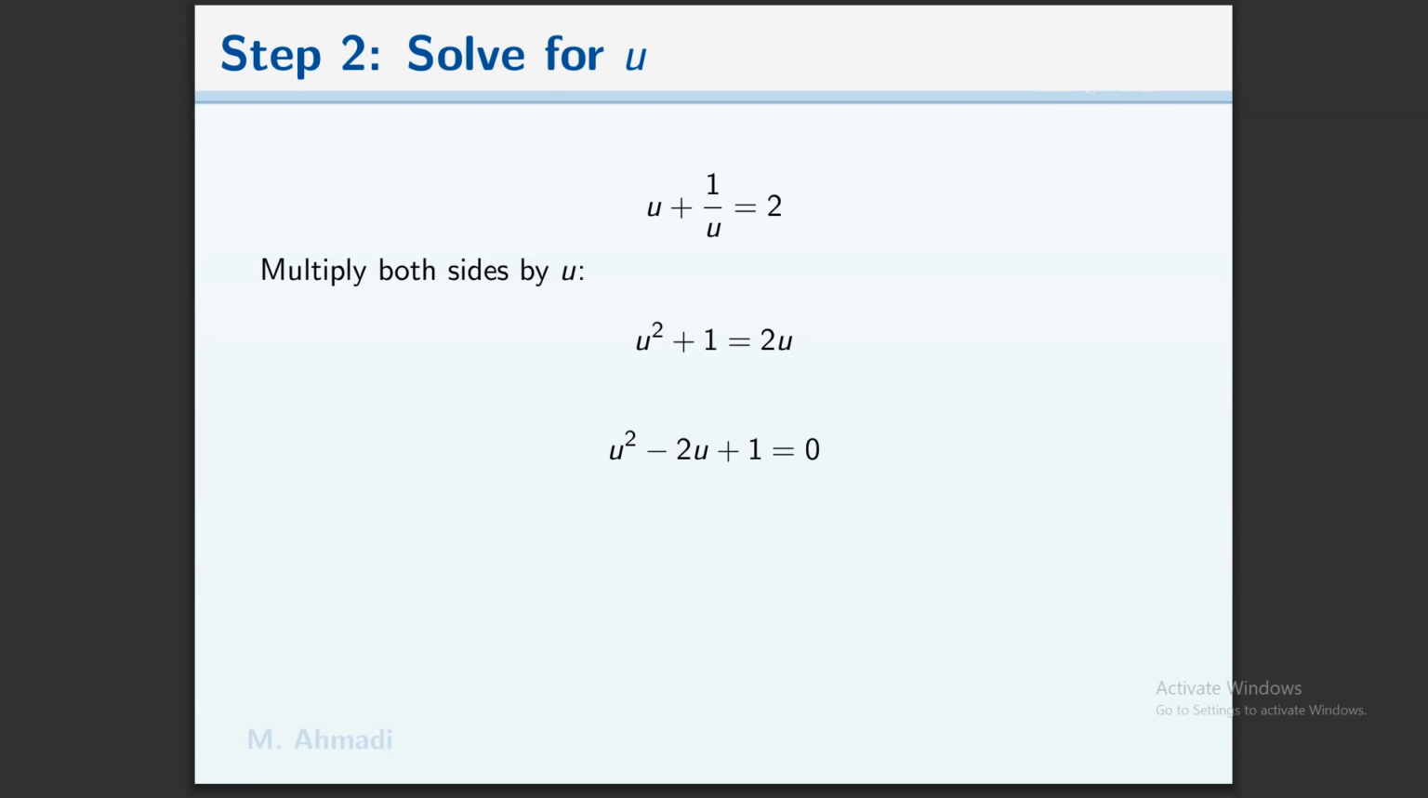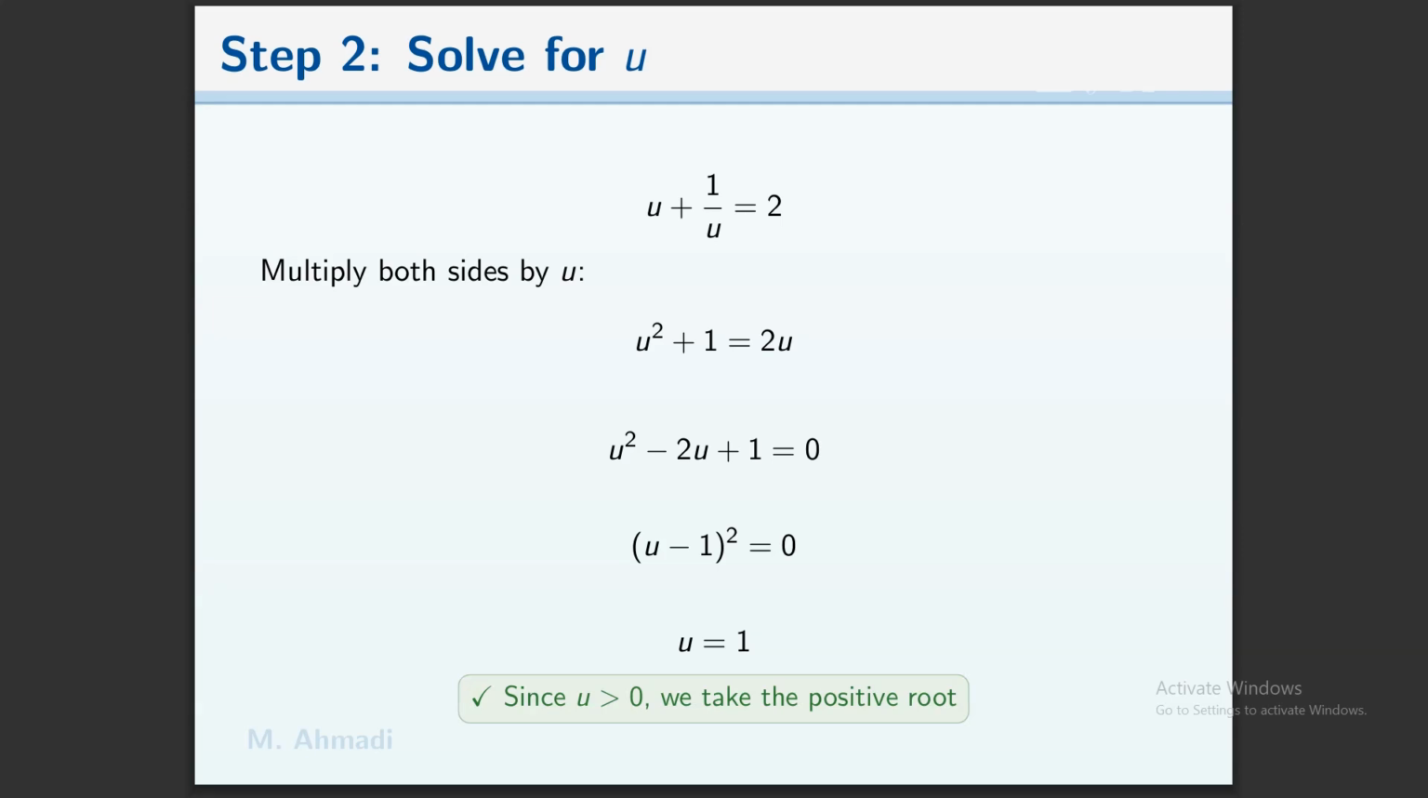Multiply both sides by u, we have u squared plus 1 equals 2u. Then we have u squared minus 2u plus 1 equals 0. We can write this as (u minus 1) squared equals 0. So after solving this equation, we have u equals 1.